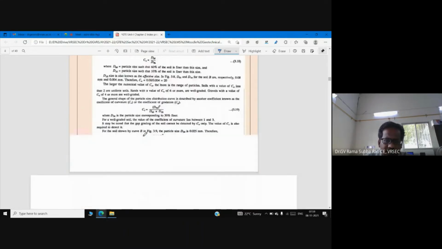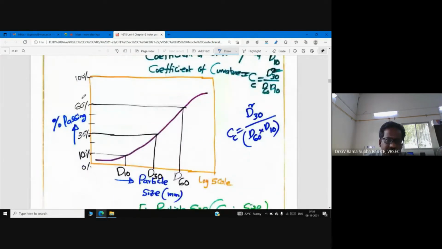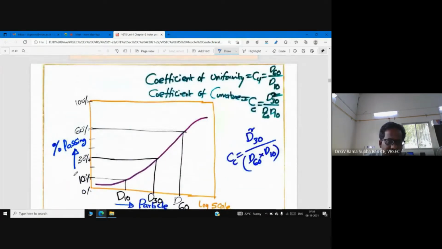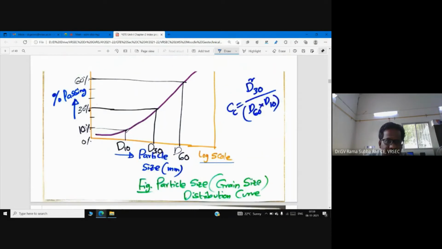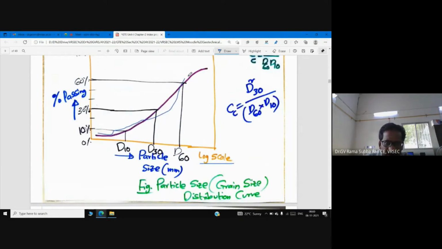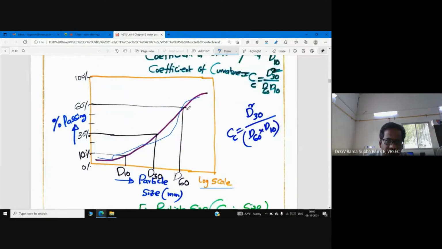Now here is what I'm trying to present to you. See here, this is done by me. One can see this is the percentage passing, right from 0 to 100%. This is the particle size on a log scale. So now one can see this curve is called the particle size distribution curve. Now I'm trying to pick up the particle sizes. Here you see corresponding to 10% finer, D10, corresponding to 30% finer, D30, corresponding to 60% finer, D60.